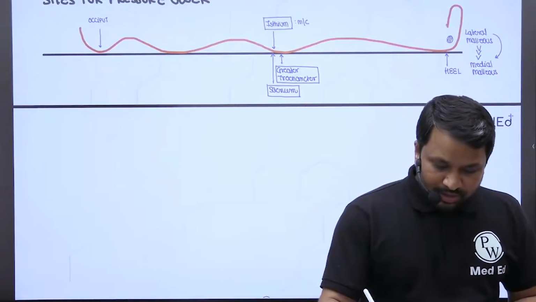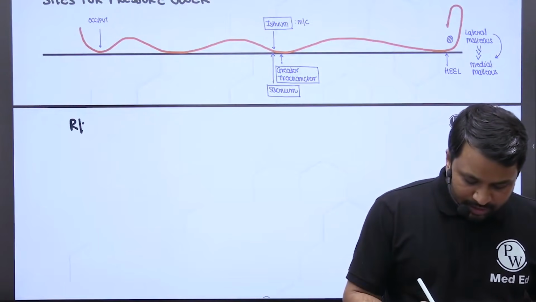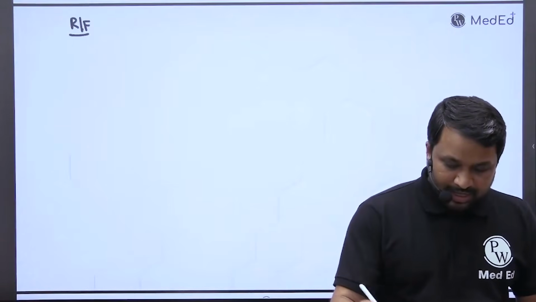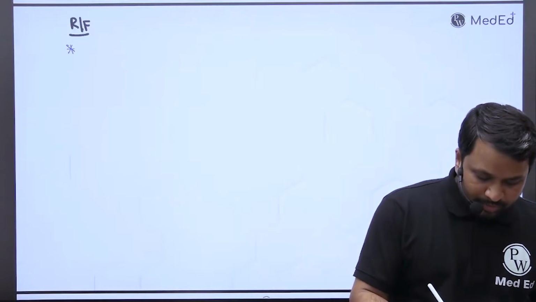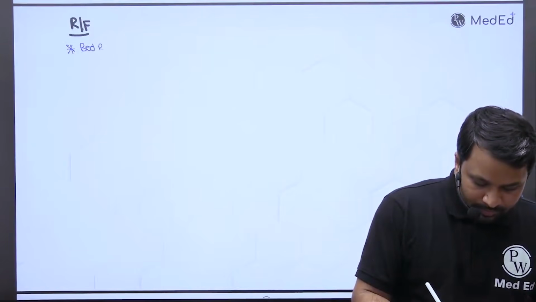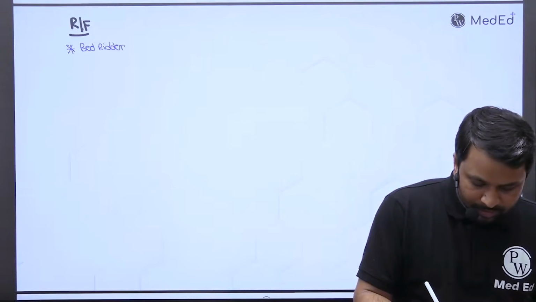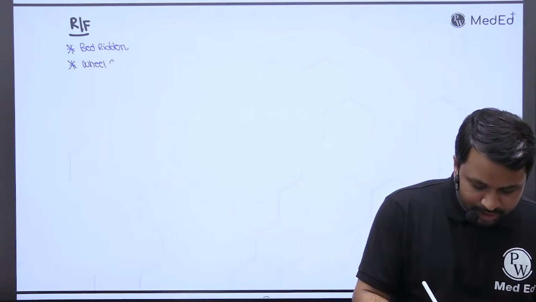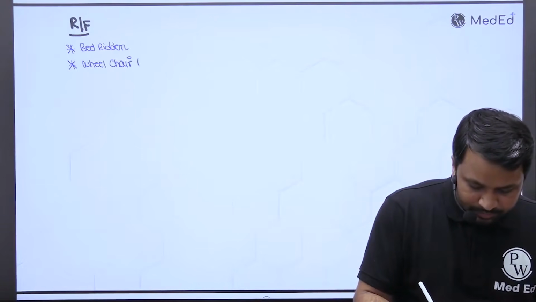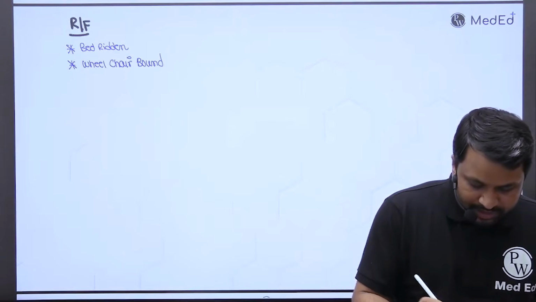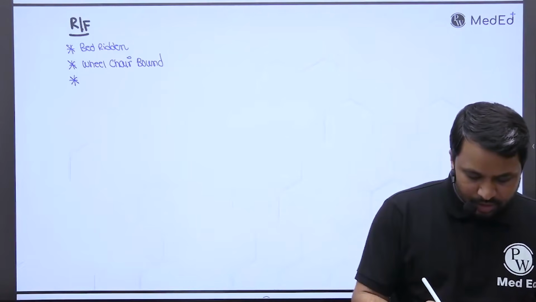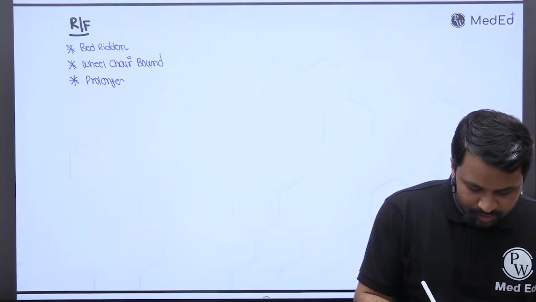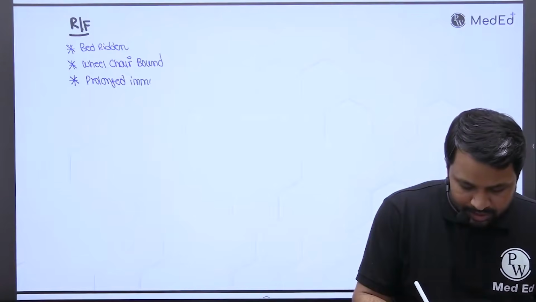Then they'll ask you what are the risk factors for development of these pressure ulcers. The risk factors are quite simple. It is understandable also that any patient who is going to be bedridden, any patient who is in a wheelchair bound status, or if the patient is having prolonged immobilization.